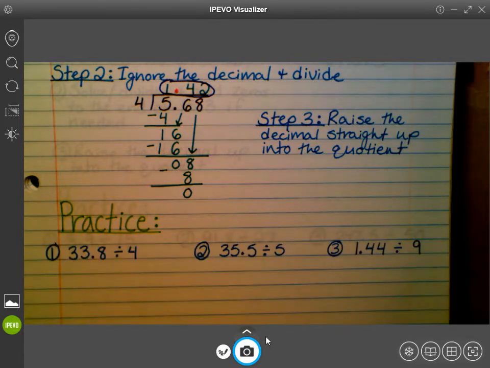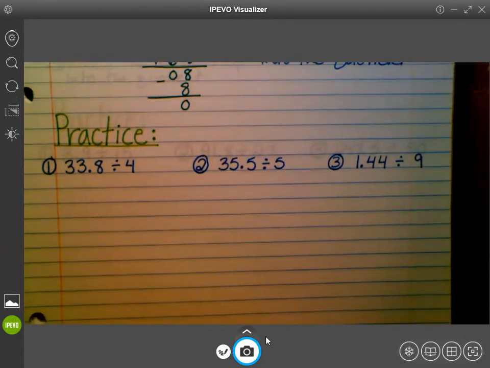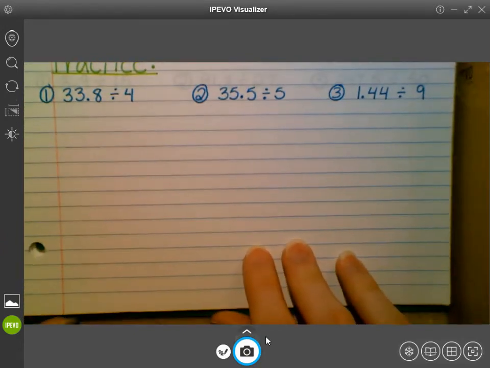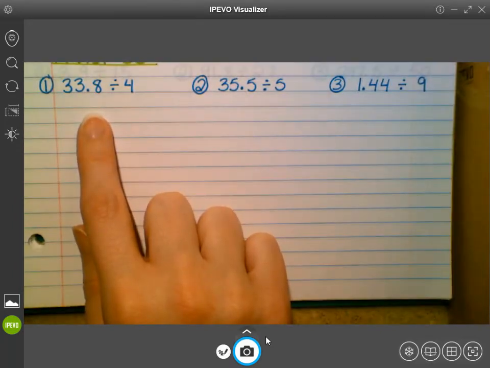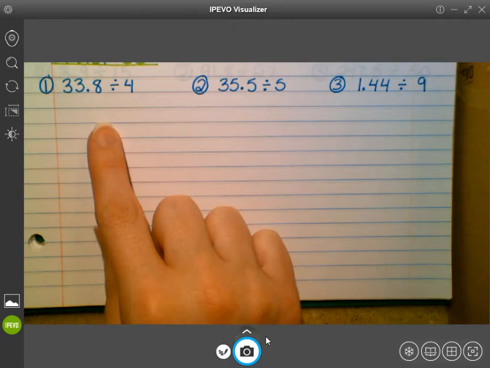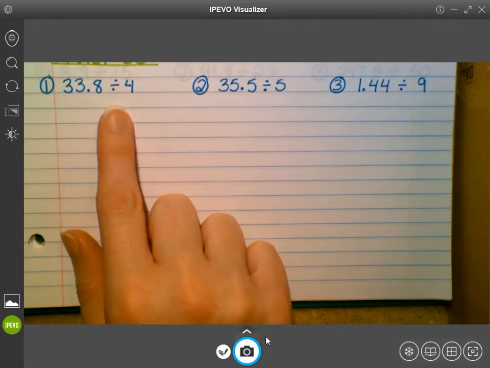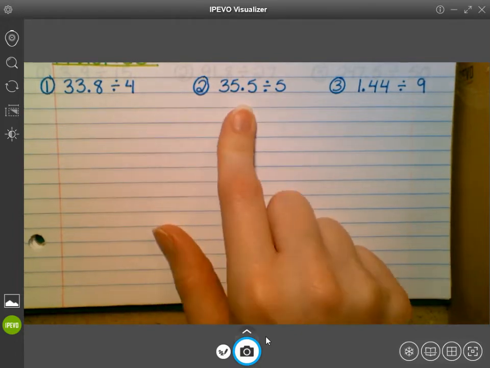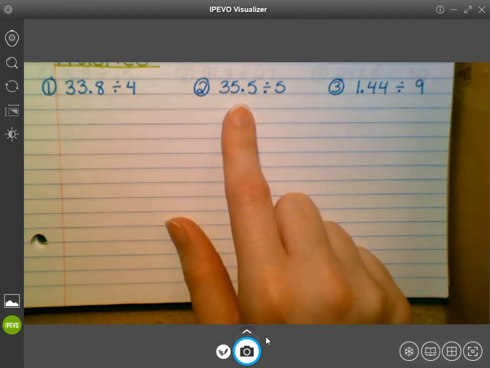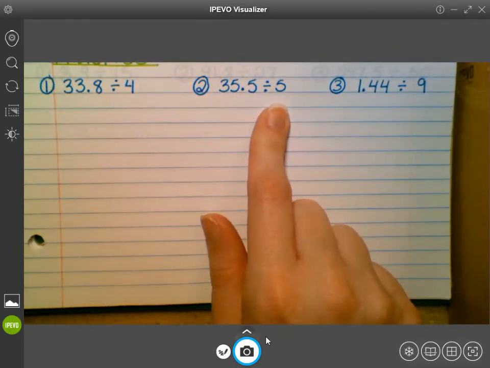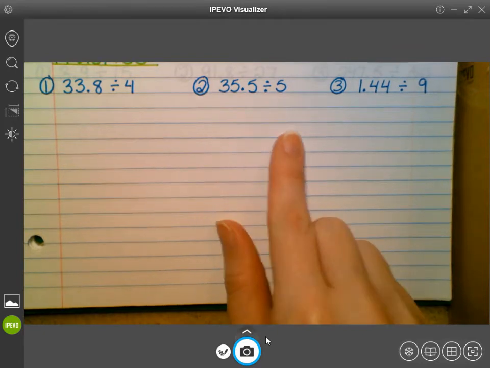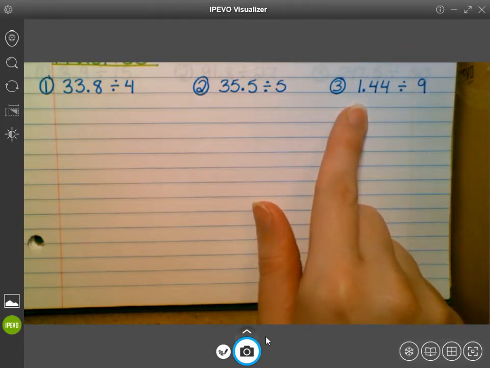Okay. These are our 3 practice problems. Number 1, you will have to rewrite them the way that you're supposed to solve them. Let's practice with that. So number 1, 33 and 8/10 divided by 4. Number 2, 35 and 5/10 divided by 5. And number 3, 1 and 44 hundredths divided by 9.